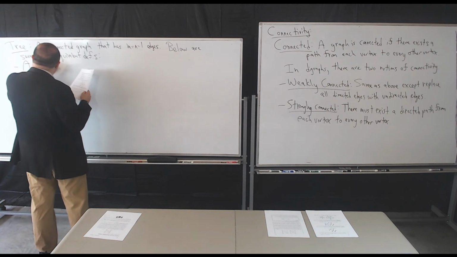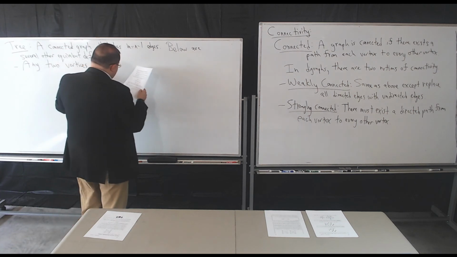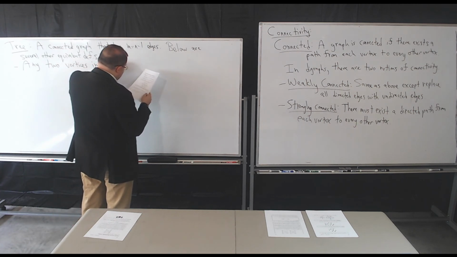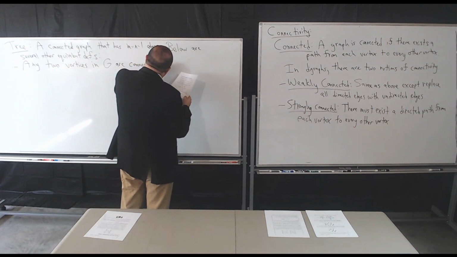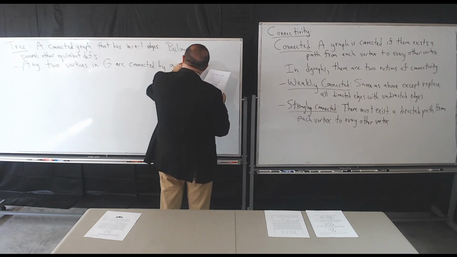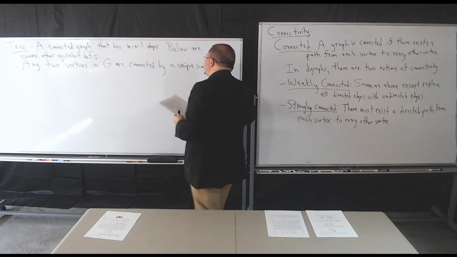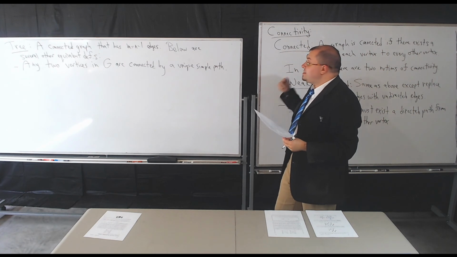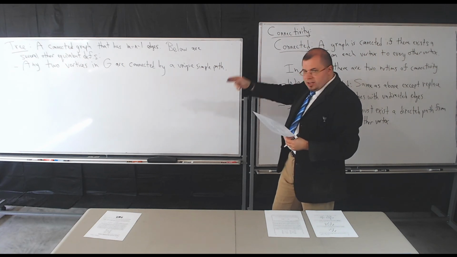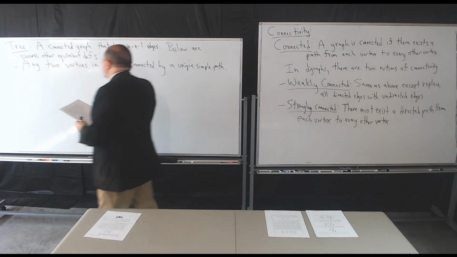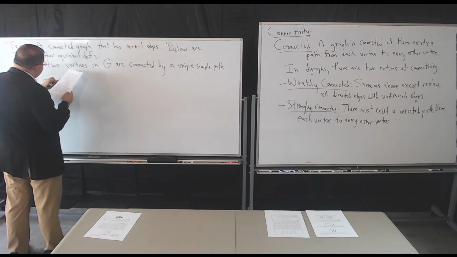So another way of writing what a tree is: any two vertices in G are connected by a unique simple path. So how to interpret this? This means that if I give you any two vertices, there must exist a unique path, meaning there's not more than one path from that vertex to the other vertex. That's usually a classic.